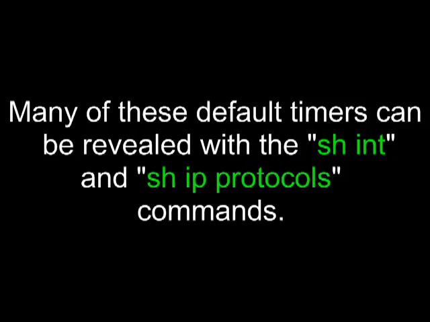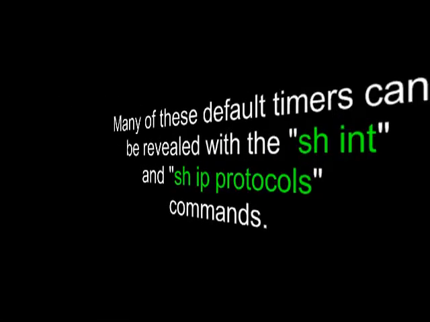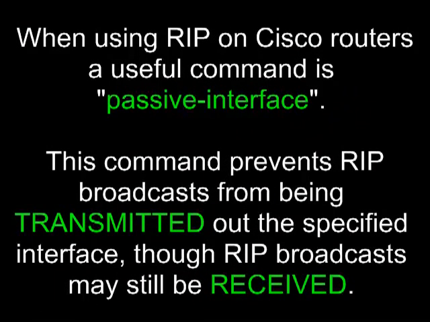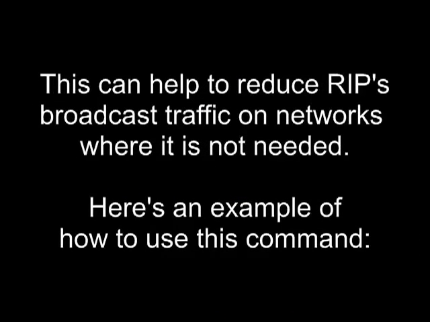Many of these default timers can be revealed with the show interface and show ip protocols commands. When using RIP on Cisco routers, a useful command is passive-interface. This command prevents RIP broadcast from being transmitted out the specified interface. The RIP broadcast may still be received. This can help to reduce RIP's broadcast traffic on networks where it is not needed.